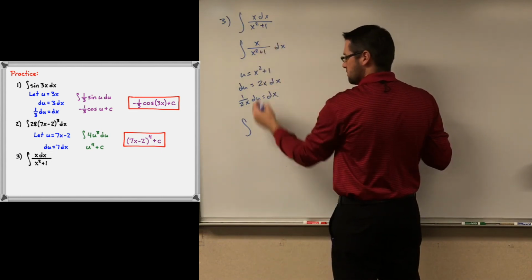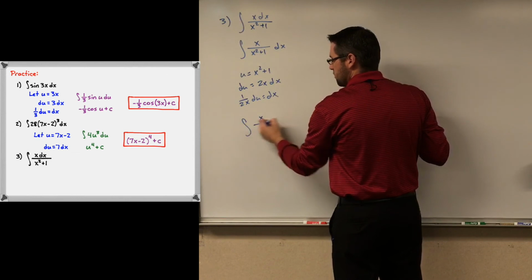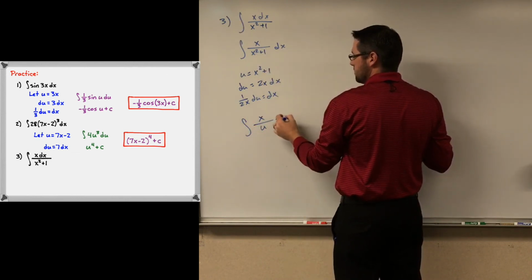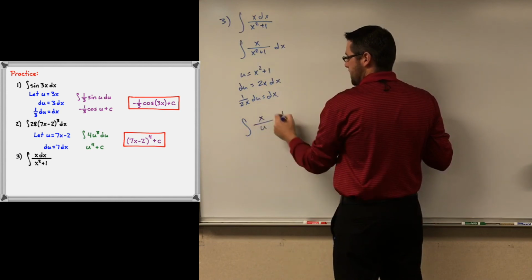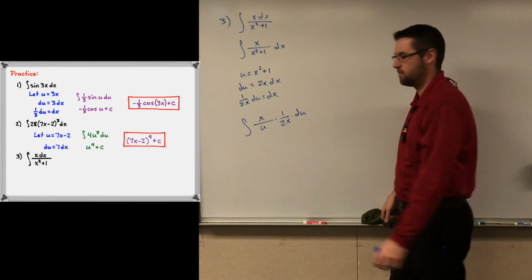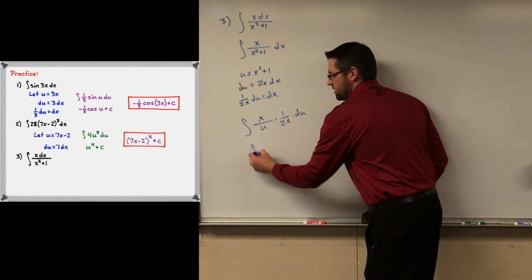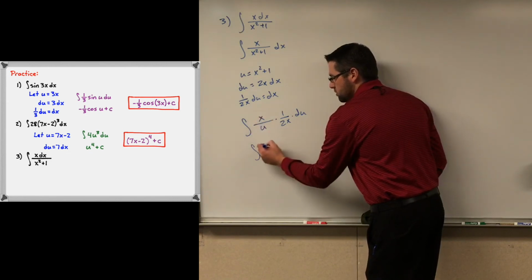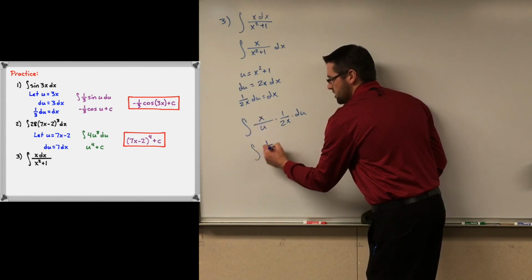And then substitute. So we end up with the integral of, can I replace x? No. x over, can I replace x squared plus 1? u. Can I replace dx? dx is that, so 1 over 2x times du. You guys okay with that so far? The x is reduced, you're left with the integral of, yeah, those reduce, so you're left with 1 over 2u du.